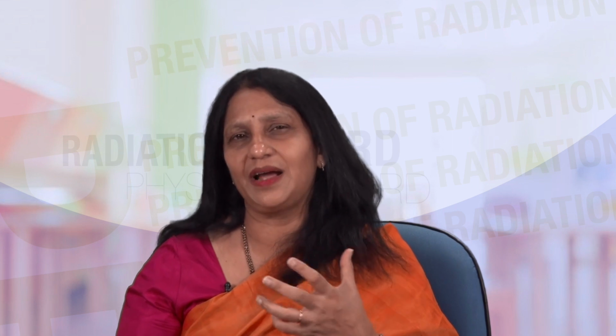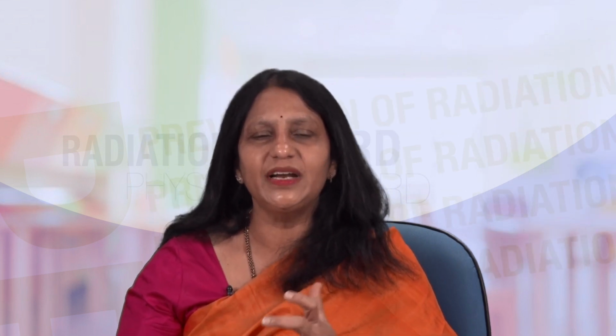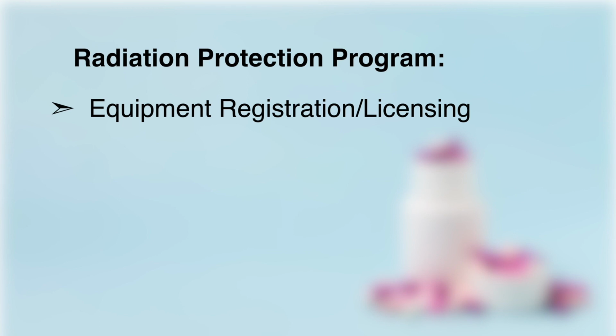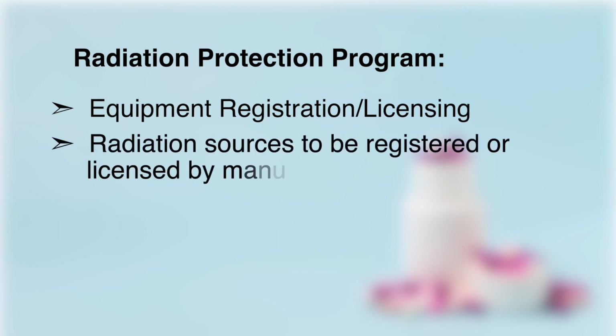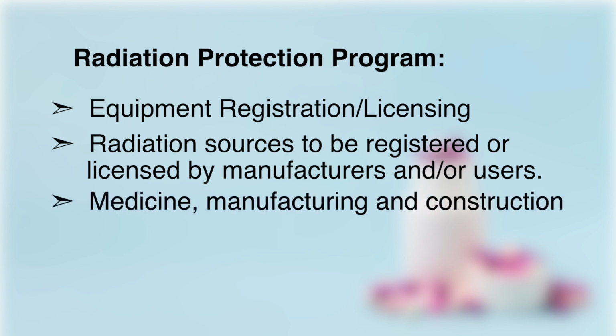What does the program indicate? What are the criteria? What will it do? The first is that the committee will handle equipment registration as well as the licensing part. They require registration for some types of radiation producing equipment or radiation sources. There are registration or licensing requirements that apply to many specific radiation sources, and also to occupational settings like medicine, manufacturing and construction.